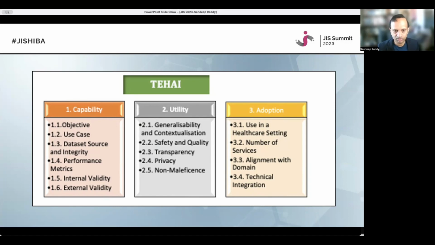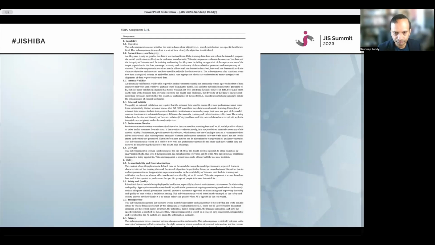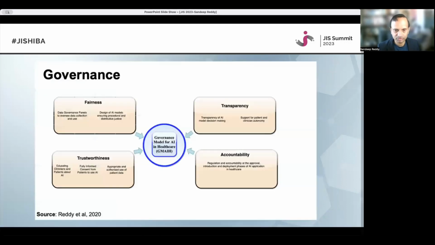There's much more detail. But the capability component looks at the intrinsic capacity of the large language model. The utility looks at the usability and the relevance of the model to the community or to the stakeholders. And adoption is how well the large language model can integrate into the health service. So here you can see much more detail on the various components, and that's in the paper which I referred to. I do encourage you to look into the paper for further details.